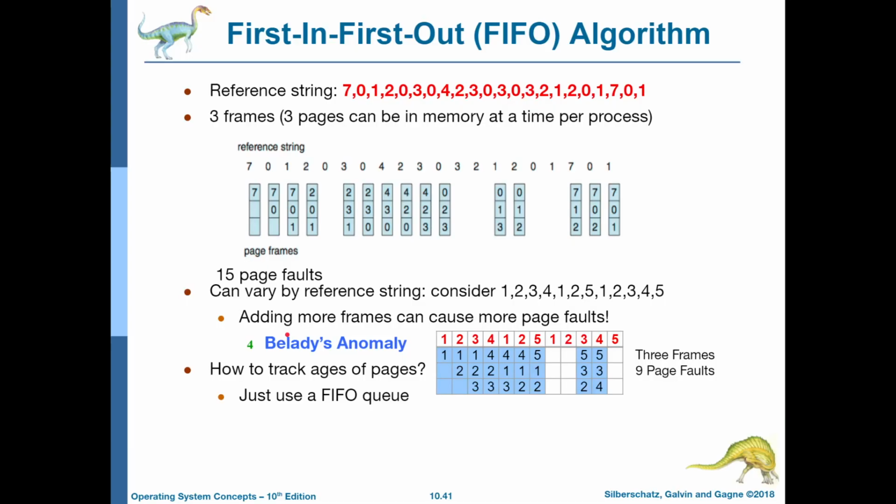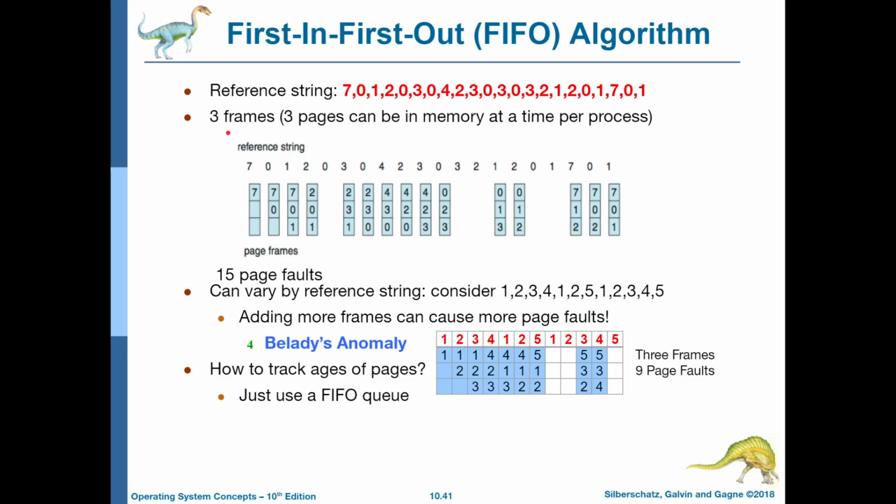So the first algorithm we're going to talk about is the first in, first out algorithm. Yes, this sounds very familiar. You'll hear it again when we get to file systems. First in, first out is going to take our reference string. This reference string is not going to change for all of our algorithms, so we'll use this consistently across all the different algorithms.